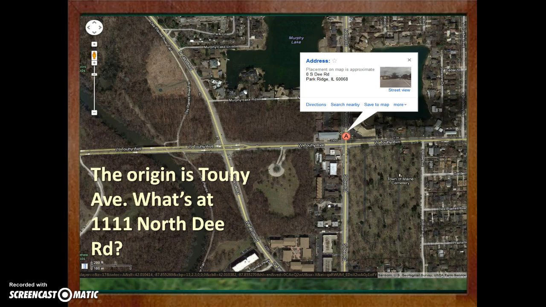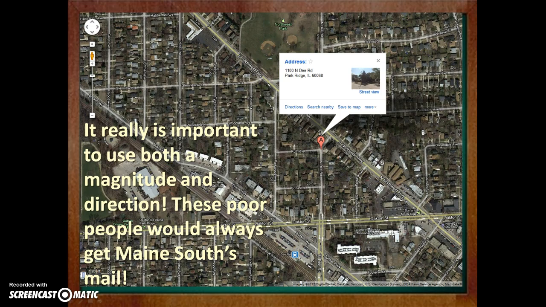Well, if there's an 1111 South D Road, there's probably an 1111 North D Road. Well, let's see what's there. Again, if we just Google 1100 North D Road, we see that there is a house. So it's really important to use both magnitude and direction. Otherwise, these people would always get Main South's mail.